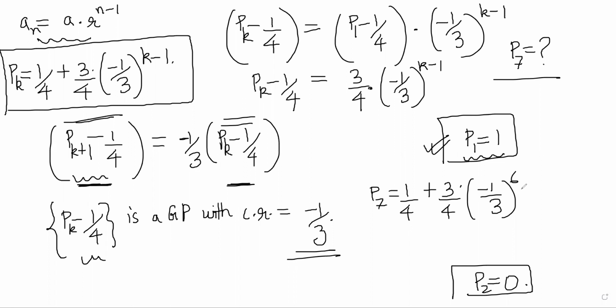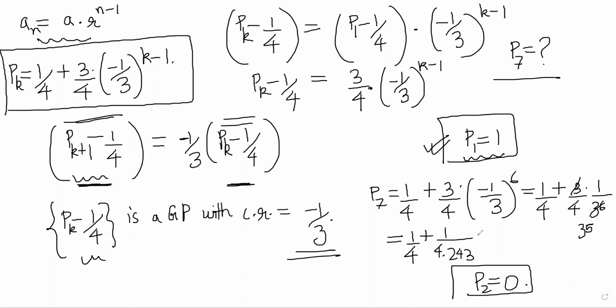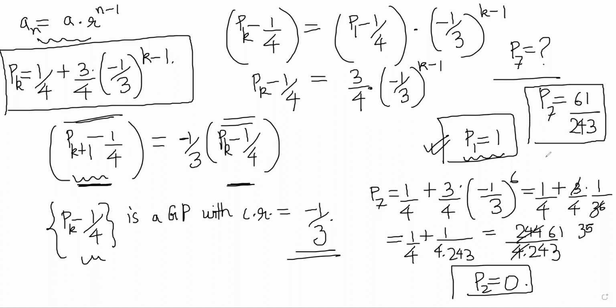7 minus 1, 6. So this becomes 1/4 plus 3/4 into (1/3) to the power 6. So that is 3 power 5 here. So you get 1/4 plus 1/(4 into 243). So it will be 243 plus 1, 244 by 4 into 243. And 4 will cancel here and it will become 61. So P7 is coming out to be 61/243. That is the probability that A was the code used in the 7th week.